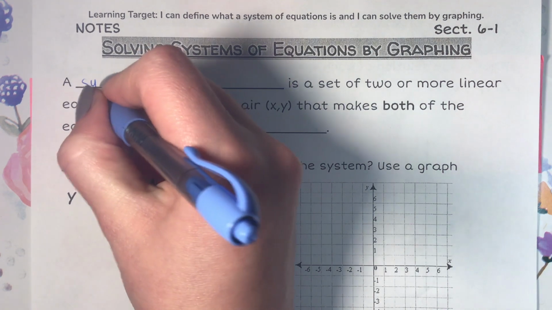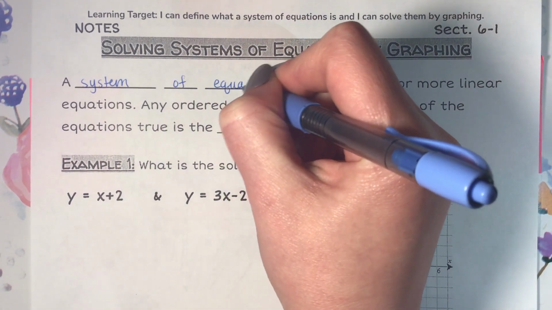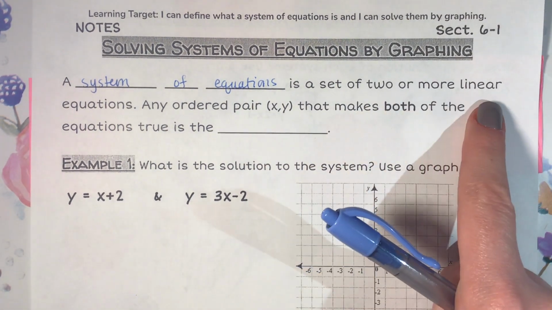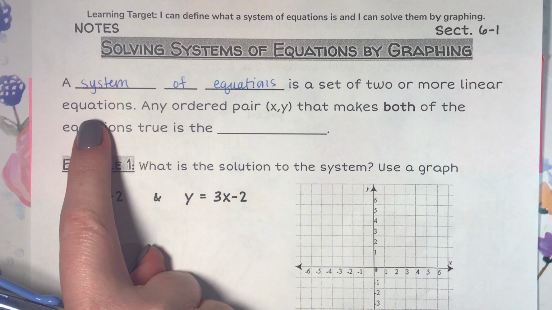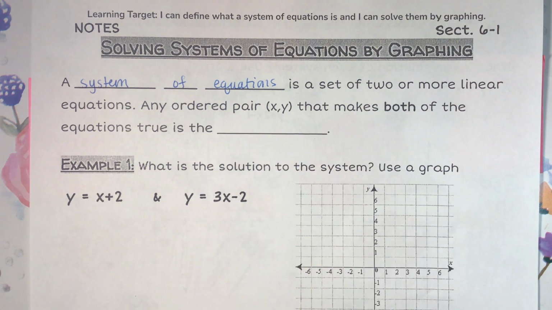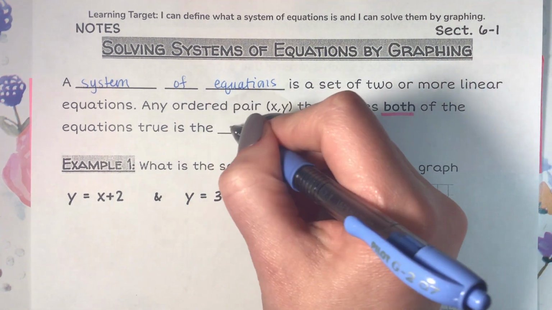A system of equations is a set of two or more linear equations. So basically you have two lines in the same problem. Any ordered pair, x, y, that makes both of the equations true, it's important that both of them are true, is the solution.